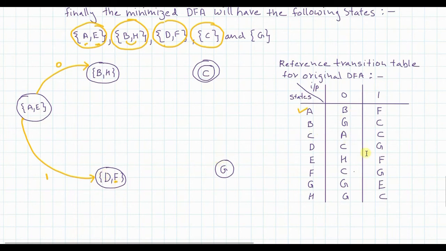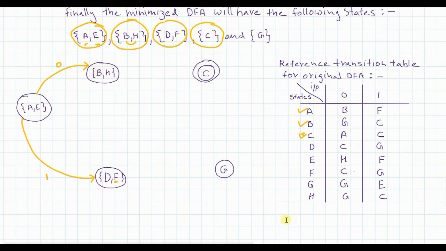Similarly, let's go for the second transition. This is the transition table of the original DFA. You have to use it and draw. Now, let's start with state B. State B on 0 goes to G, and from state B, since B happens to be one of the members of this subset, the transition should go to G.